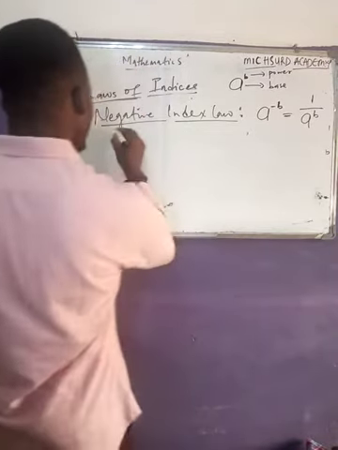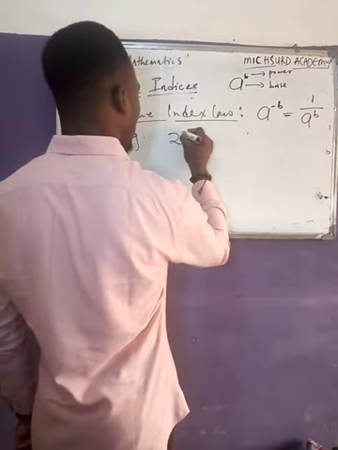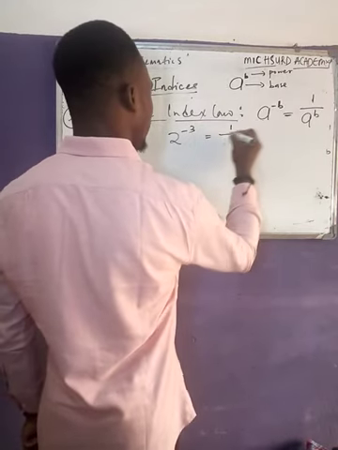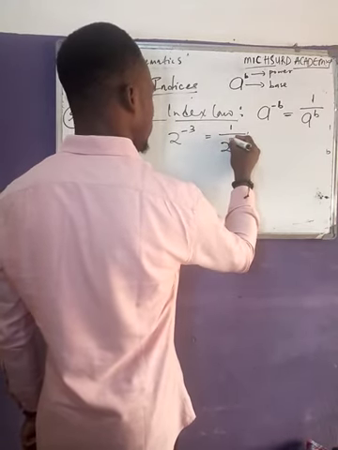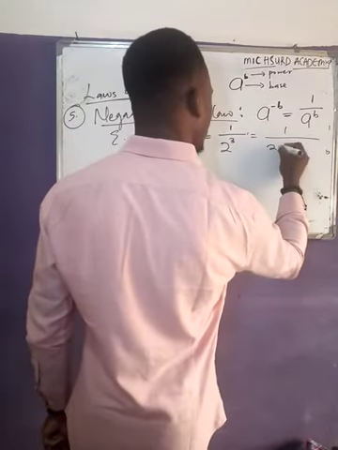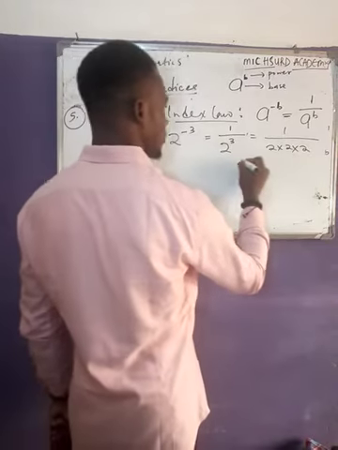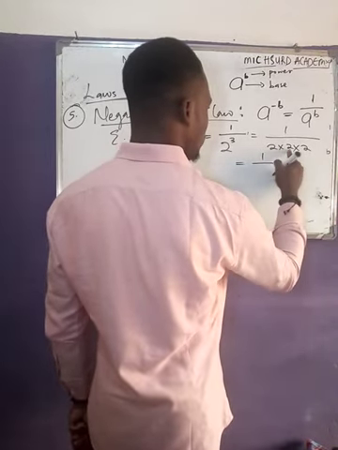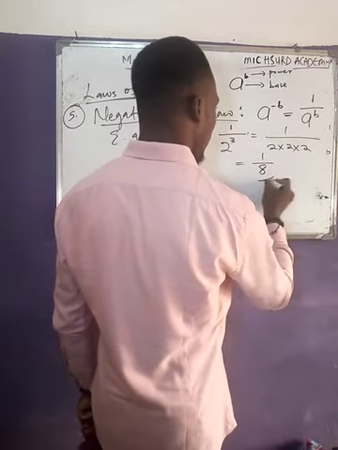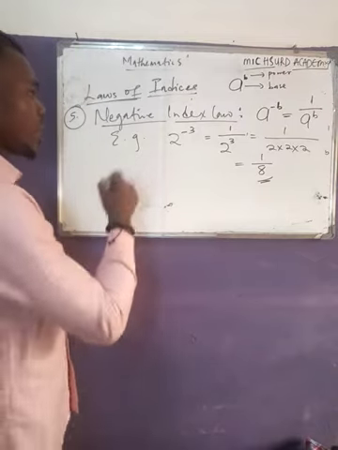Now let's give an example. If we have 2 raised to power minus 3, we are going to have it to be 1 all over 2 raised to power what? 3. Of course, which you can still write as 2 times 2 times 2. If you want to expand further, then you have 1 all over 2 times 2 is 4 times 2 is what? 8. So our answer is 1 over what? Over 8.